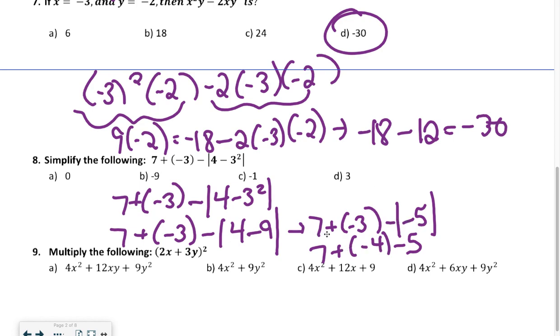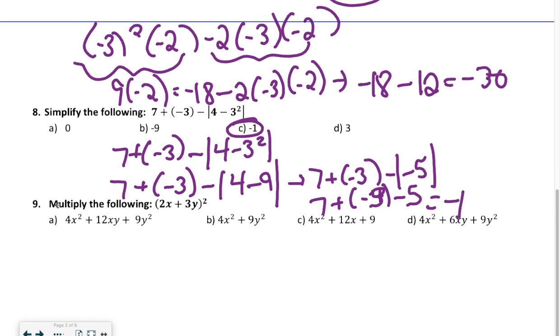Let me just check on that. So 7 plus, I'm sorry, that was a 3. 7 plus negative 3 is 4. 4 minus 5 is negative 1. That was a typo. Okay, whenever you square something, you have to multiply it by itself.